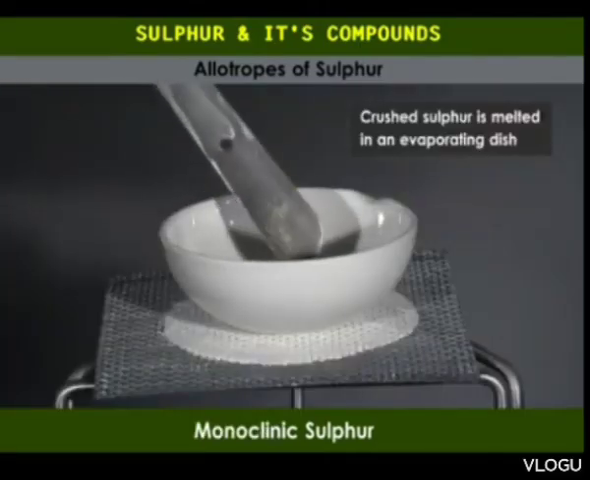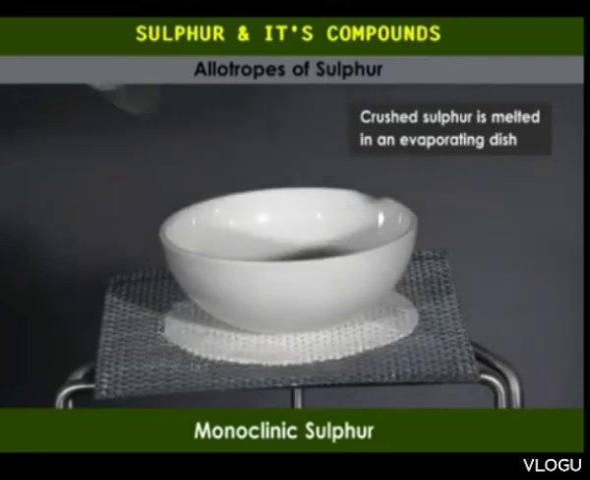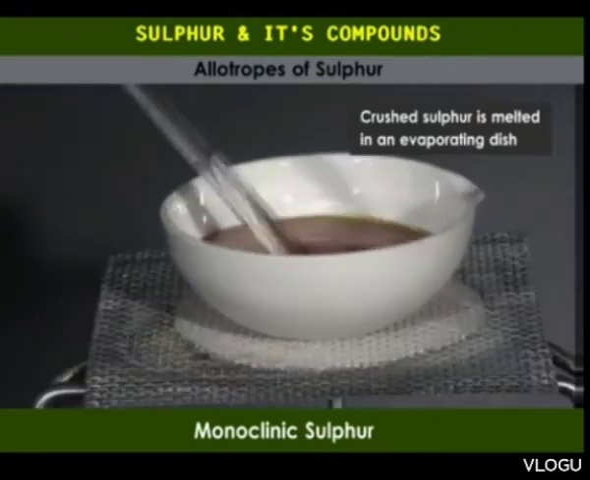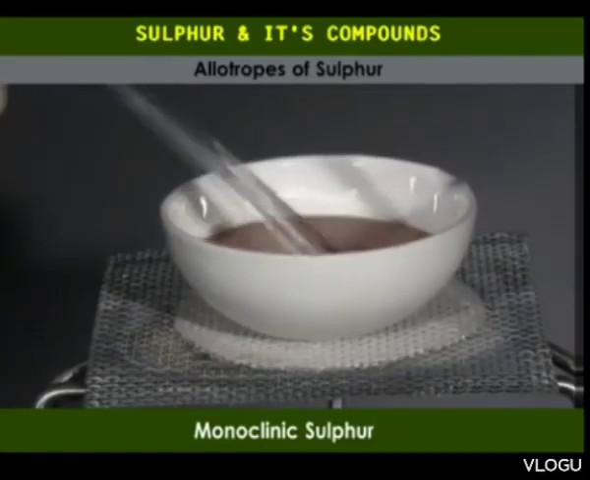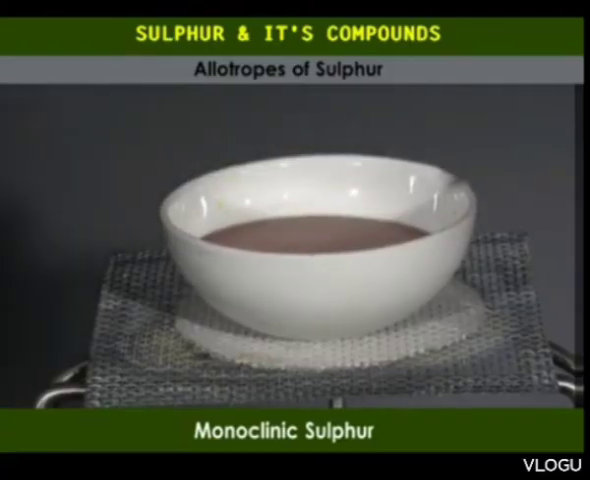Monoclinic sulfur is only stable above 95.3 degrees Celsius. Needle-shaped crystals of the element can be prepared from molten raw sulfur. The sulfur is melted carefully and then allowed to cool.